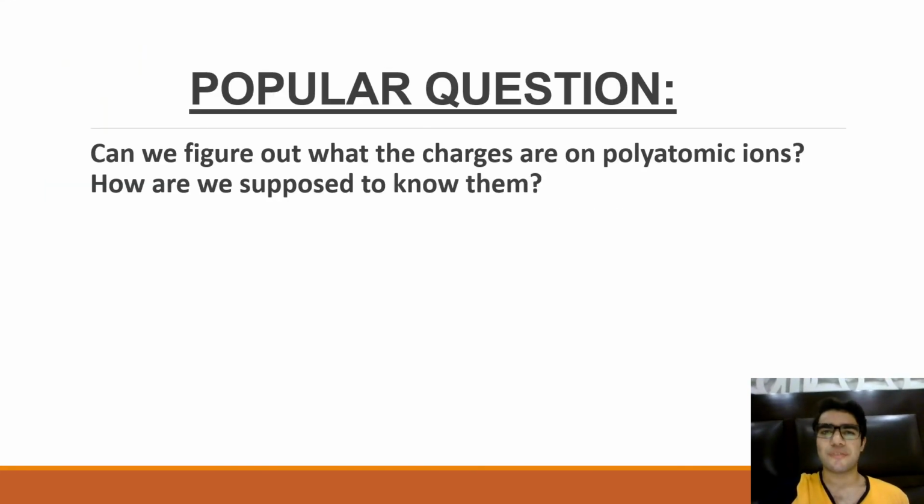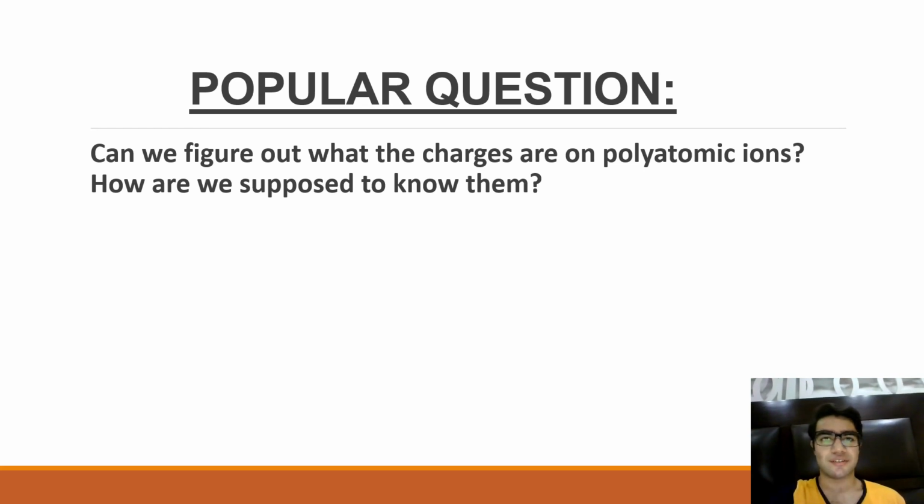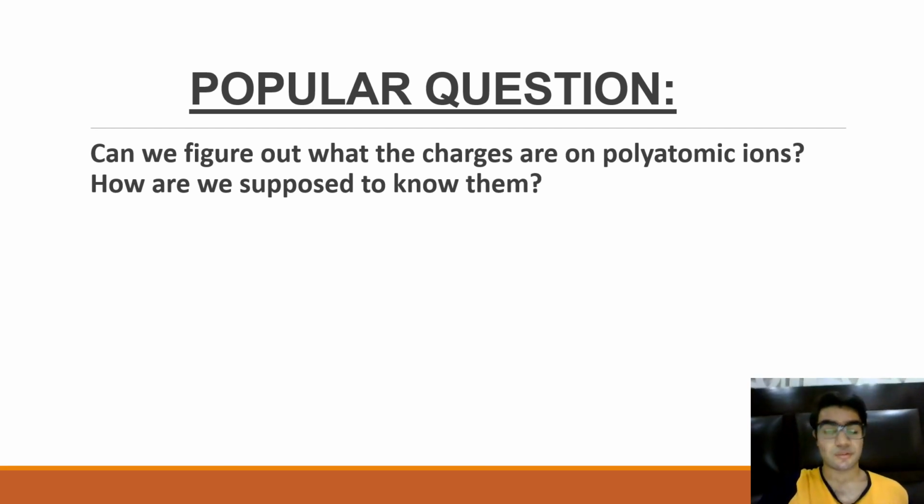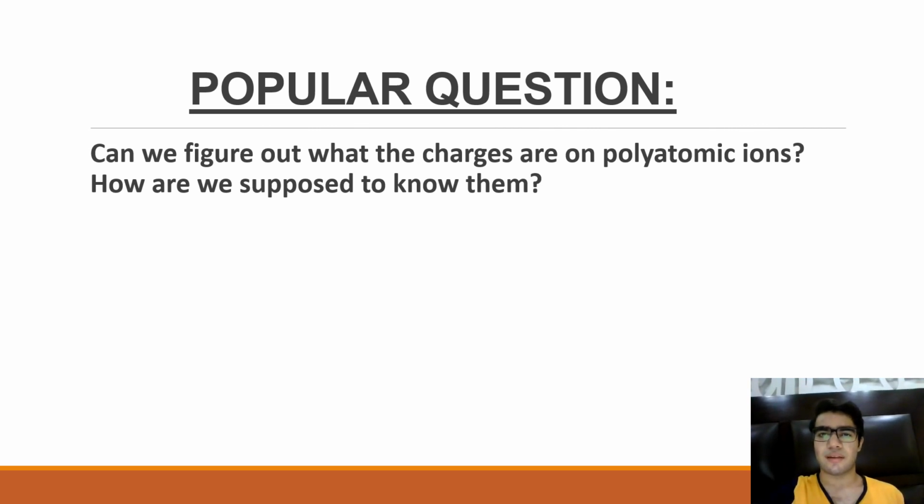So there's a popular question that students ask me, and that's can we figure out what the charges are on polyatomic ions, and how are we supposed to know them? How can we work out the charges on polyatomic ions? The simple answer is that it's almost impossible to figure out the charges. The only thing you can do is to memorize them. I don't like to tell students to memorize stuff. I like to teach the rules, and I like to teach the concepts. I like to teach the methods.